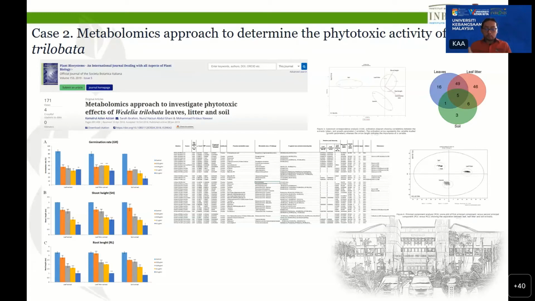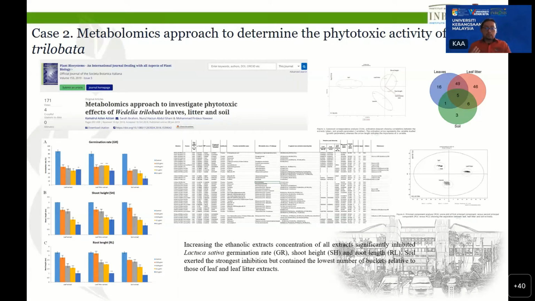So from here, we also did biological bioassay studies. We tried to compare what the phytotoxic activity is between this leaf, litter, and soil. What we found was, of course, increasing ethanol extract concentration of all extracts significantly inhibited. In this case, we test this extract on lettuce to establish the phytotoxic activity percentage that we can obtain from this extract.